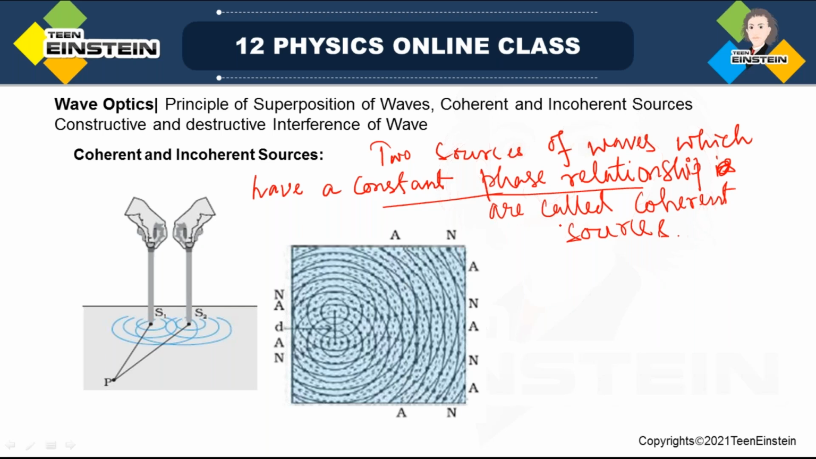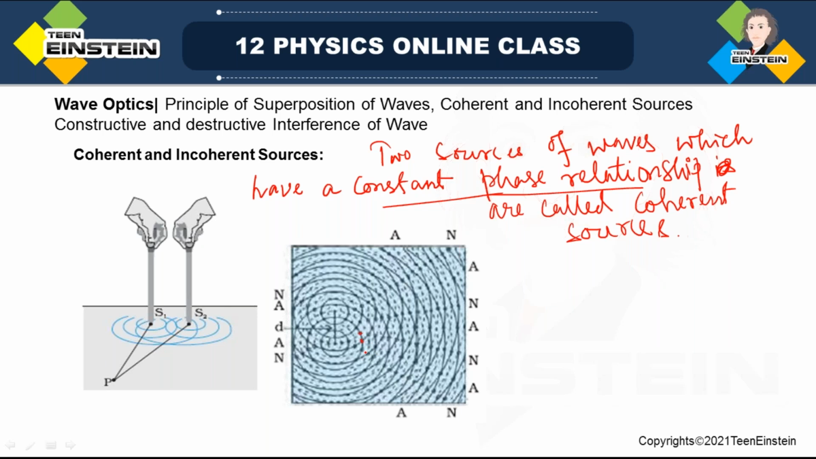We'll see very soon why we require interference of waves. As I was saying, when these two sources are coherent sources, that means they maintain a constant phase relationship, upon superposition, what will they create? They will create nodes.